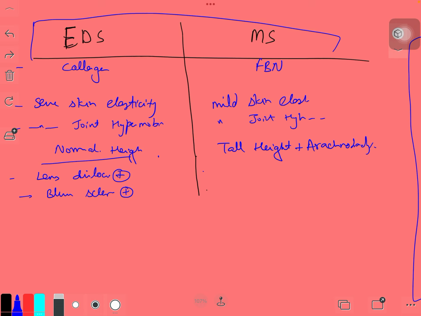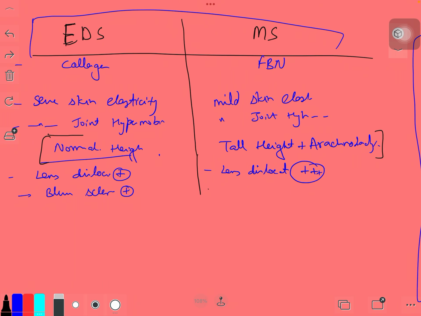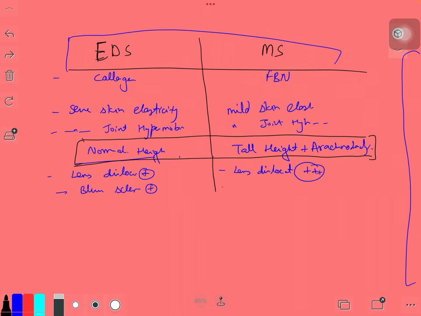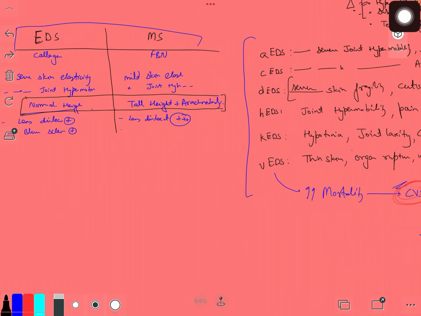Lens dislocation is more common in the case of Marfan syndrome, right? So what's the distinguishing factor, okay? It is this: normal height versus tall height. At least focus more on that if you are differentiating.